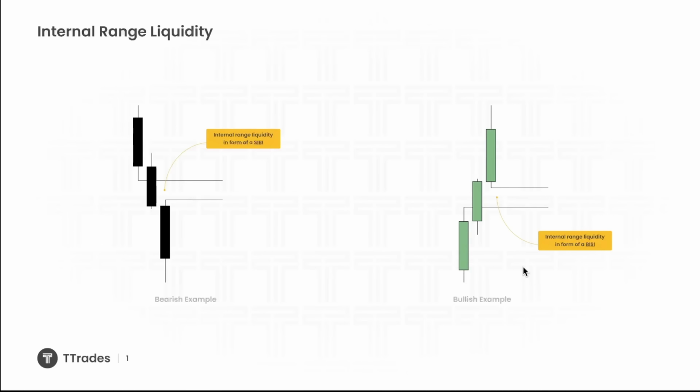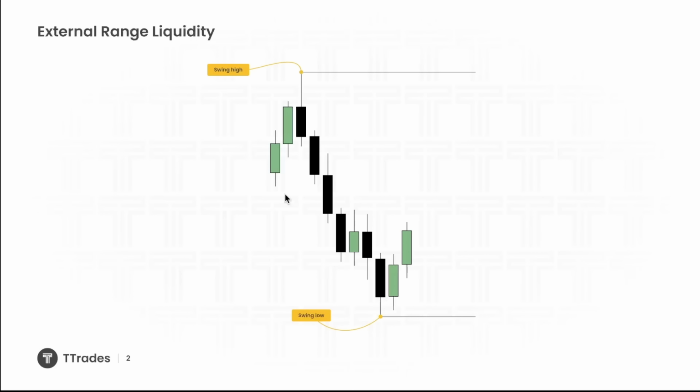Now, the first thing we must review is what is internal range liquidity. Internal range liquidity is just a fair value gap. So here we have a bearish fair value gap, and here we have a bullish fair value gap. If you don't remember what a fair value gap is, please check out my video on fair value gaps.